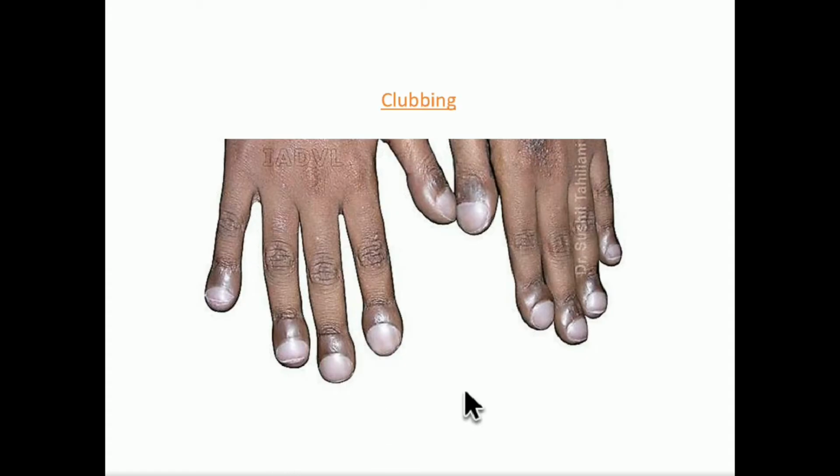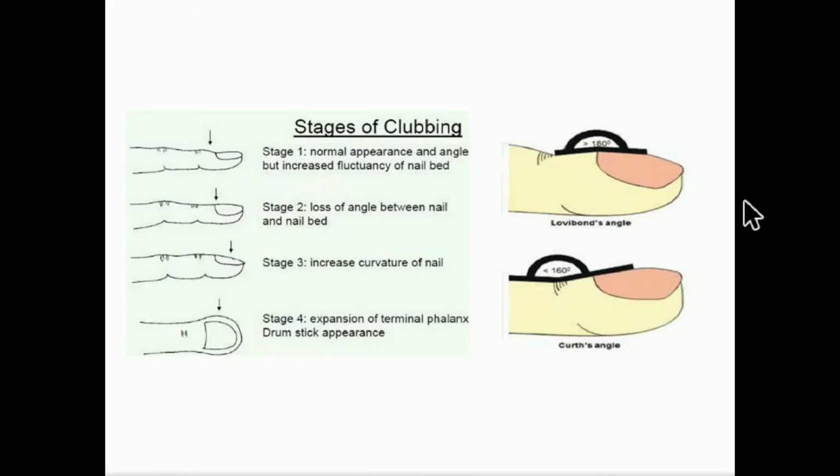Clubbing is basically that because of certain causes, at this distal end there's a lot of growth of tissue. There's a lot of swelling, growth of tissue. Because of this, there are bulbous changes in the distal end around the nail. This is called clubbing. Now there are four stages of clubbing.